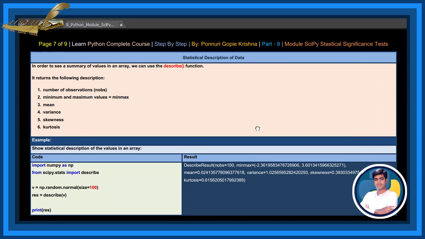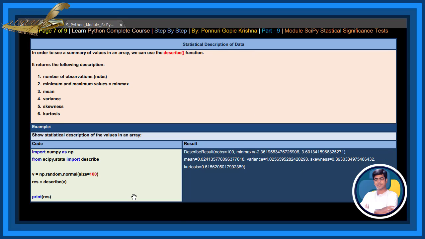Statistical description of data. In order to see a summary of values in an array, we can use the describe function. It returns the following description: number of observations (nobs), minimum and maximum values (minmax), mean, variance, skewness, kurtosis. Show the statistical description of the values in an array. By executing this code, the result returns this.